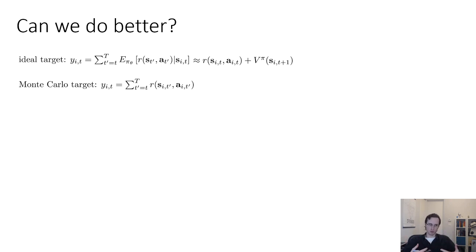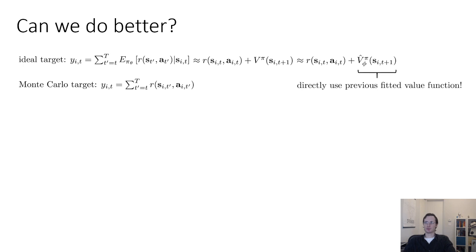Now, of course, we don't know V^pi. If we knew it, why would we be learning it? But what we can do, and this is called the bootstrap, is to approximate the V^pi at the next time step by our current value function. So essentially, the value function will be learning from itself. We'll say that the expected reward at time step t is the reward that you got right now, plus our estimate of the expected reward in the future, which we get from our own value function. So we can directly use the previous fit value function.